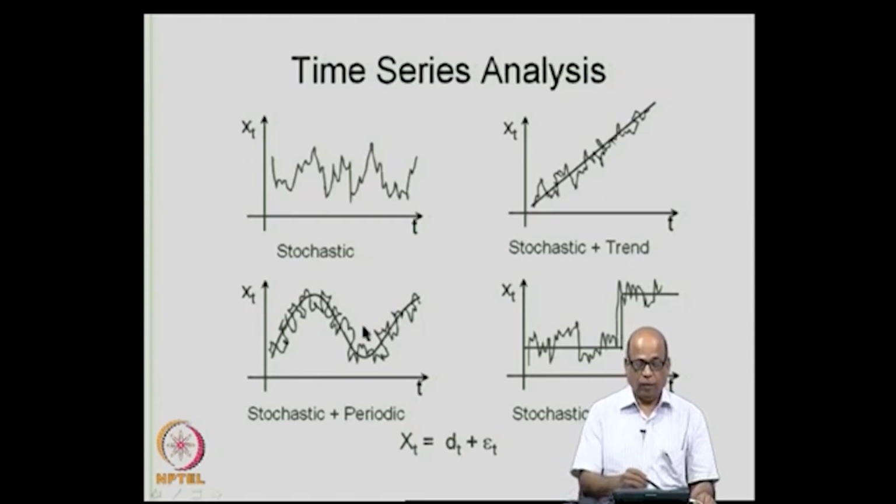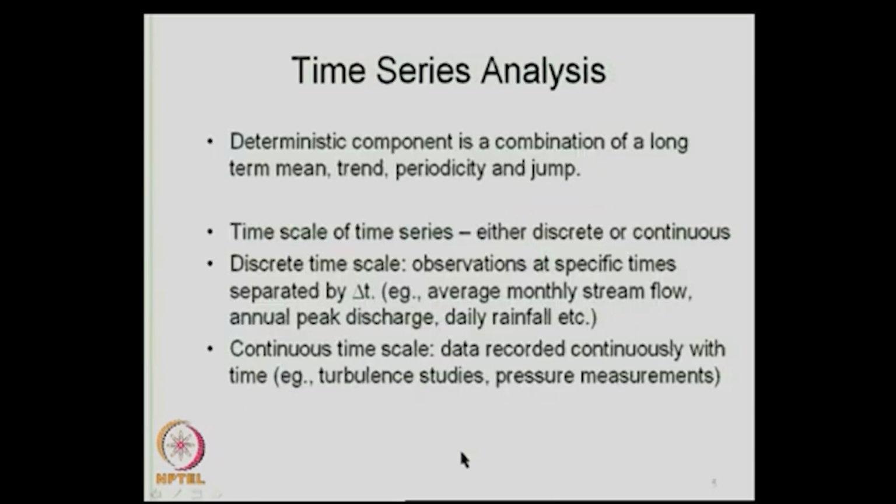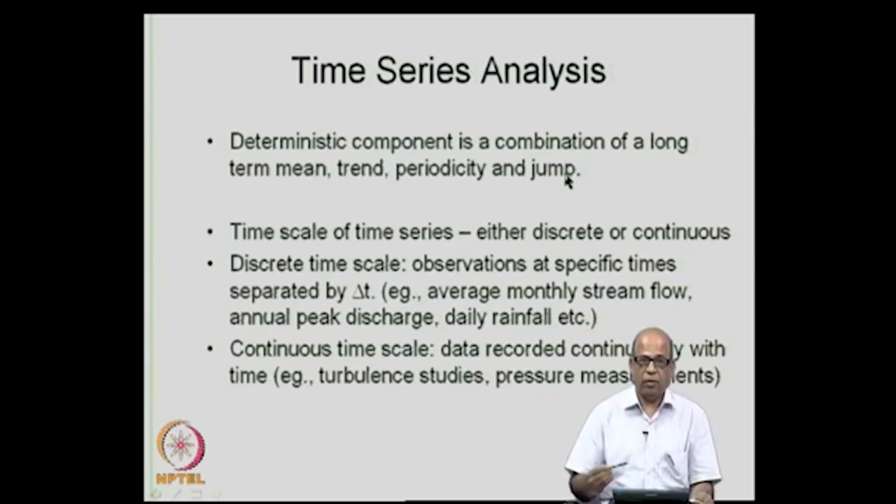So, once we capture the deterministic components, we write x t is equal to the deterministic component at time period t and a random component at time period t. This deterministic component itself may be a combination of the long term mean around which fluctuations are occurring, a trend, a periodicity and a jump.